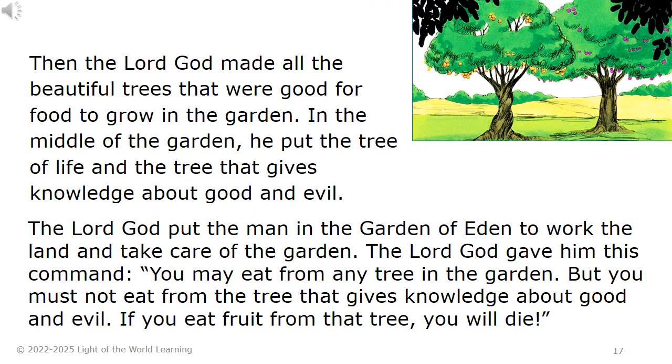Then the Lord God made all the beautiful trees that were good for food to grow in the garden. In the middle of the garden he put the tree of life and the tree that gives knowledge about good and evil. The Lord God put the man in the Garden of Eden to work the land and take care of the garden. The Lord God gave him this command: "You may eat from any tree in the garden, but you must not eat from the tree that gives knowledge about good and evil. If you eat fruit from that tree, you will die."